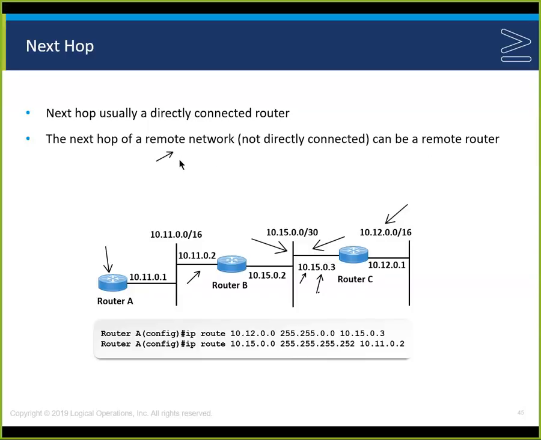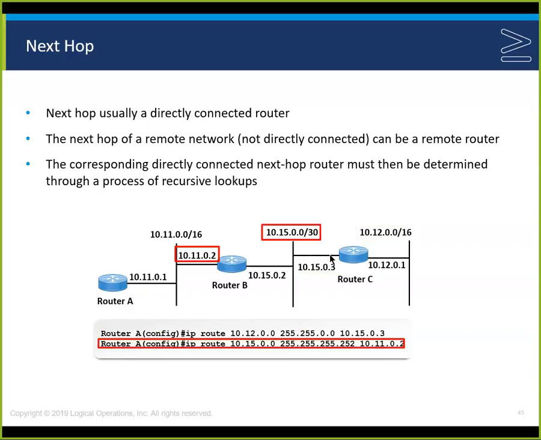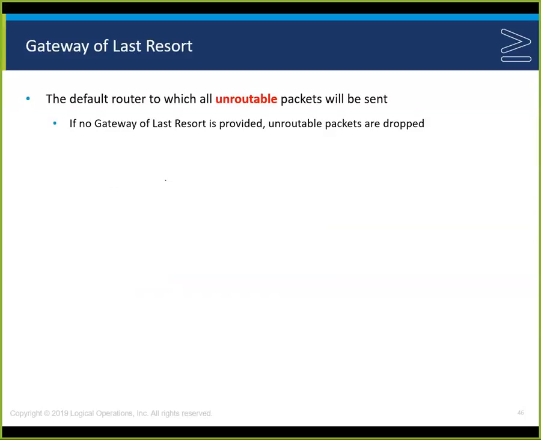It's called the remote next hop, I think is the terminology, not a directly connected router. You can do it, but you still have to do a route to the router that gets there. So in this one, we're going to the 10.12 network, and 10.15.03 is our next hop. We then have to tell router A, to get to the 10.15 network, go to the 10.11, go to the adjacent device.